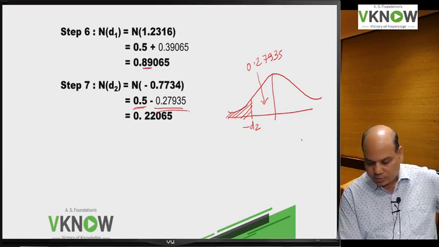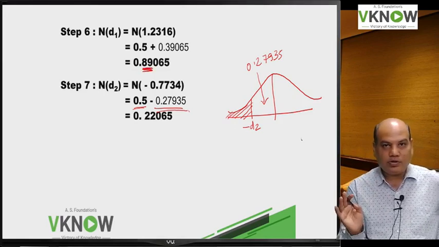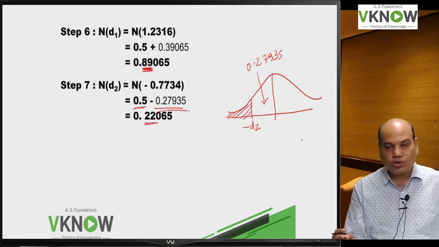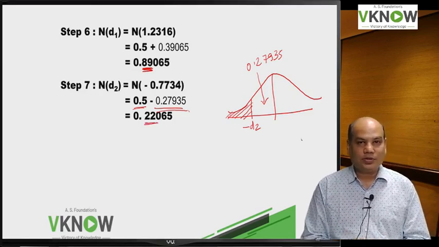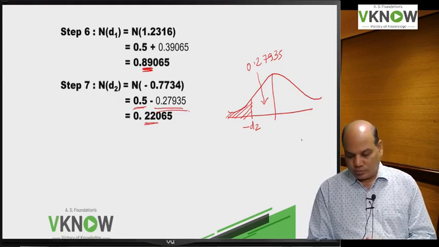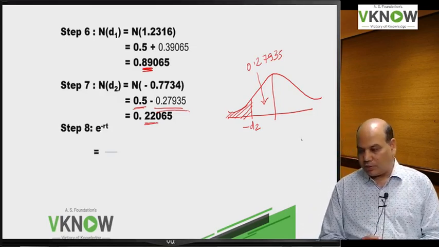If I take this as 0.89, the institute answer is 0.8910. If I look at this answer, our answer is 0.220, and the institute answer is 0.2196. 0.219 is equal to 0.22. Okay, so not a major difference, some difference because of rounding off.